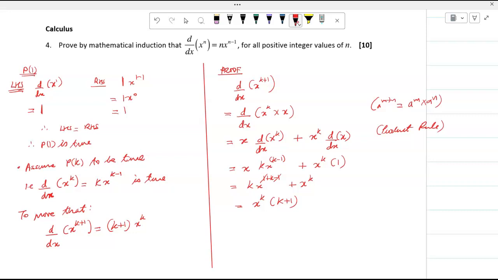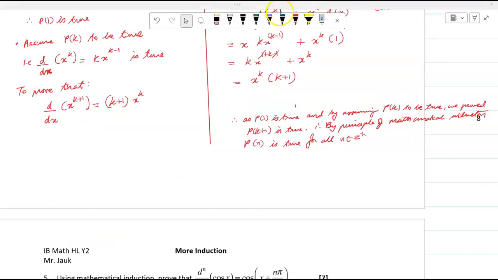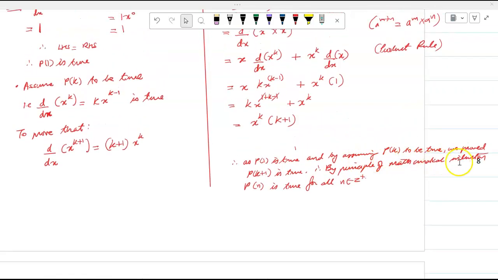Plus x to the k. And then you write: therefore, as P(1) is true, and by assuming P(k) to be true, we proved P(k plus 1) is true. Therefore, by the principle of mathematical induction.